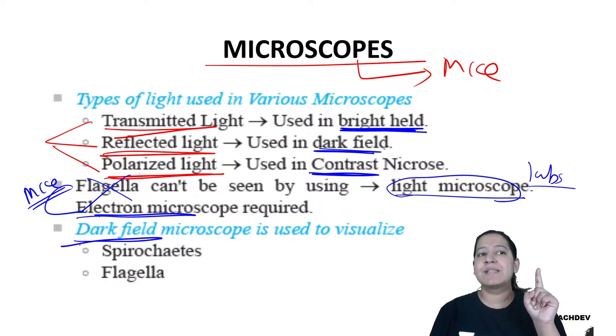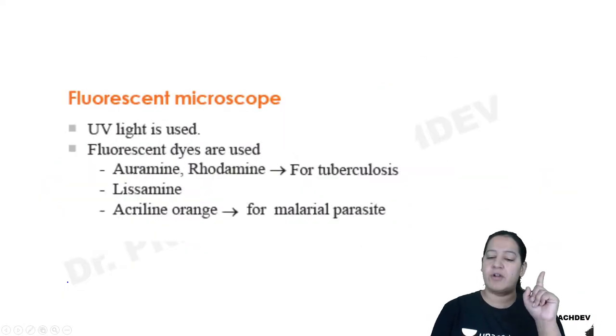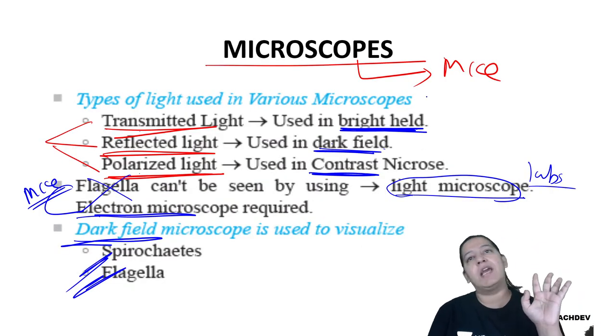Dark microscopy hum kis kis ke liye karte hain? Flagella aur spirochetes ke liye. So in sab pe tumhare one question milenge, not only in FMG, in all exams.